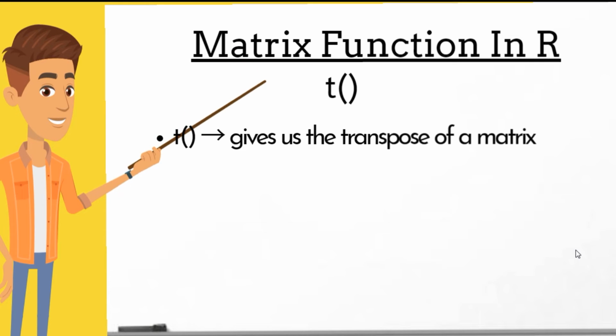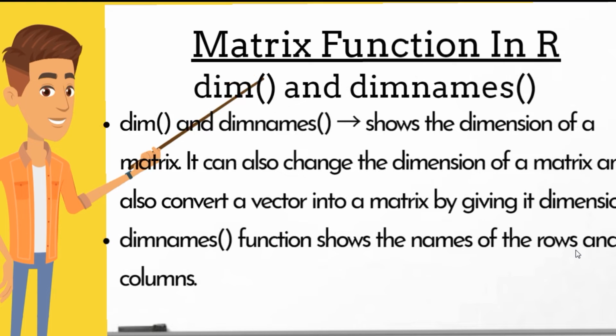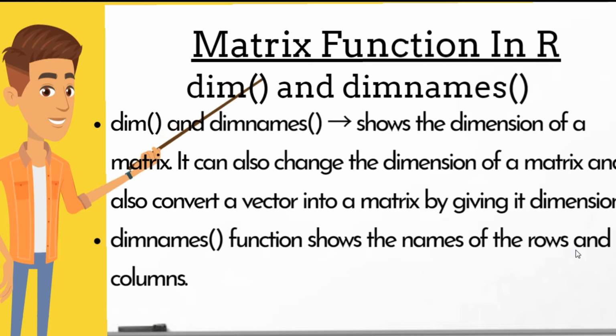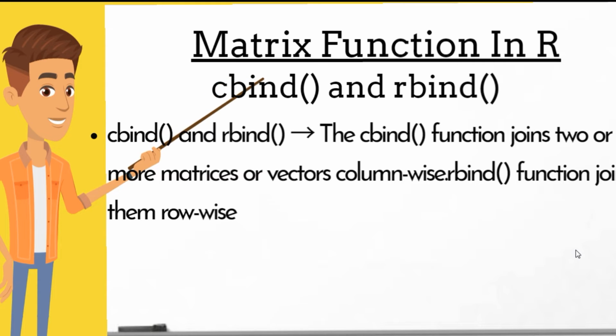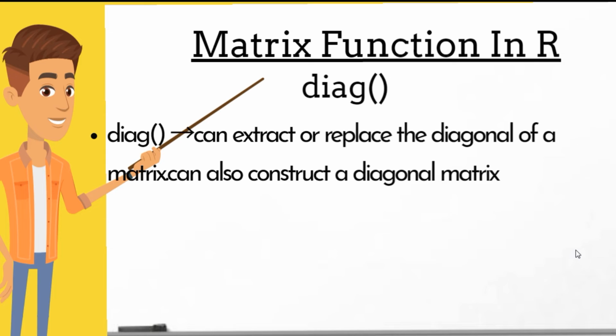The next are the dim and dim names. So dim shows the dimensions of the matrix. It can also change the dimension of the matrix and convert vector into matrix by giving its dimensions. Dim names are the names of the rows and columns. C-bind and R-bind. C-bind function joins two or more matrices column-wise and R-bind binds the matrices in the form of the row. The diag function can extract or replace a diagonal of a matrix. Can also construct a diagonal matrix.